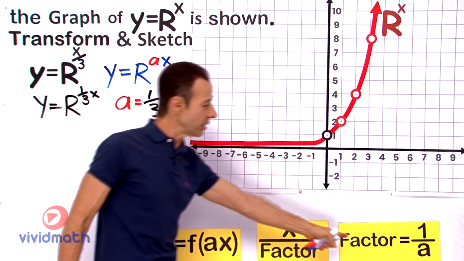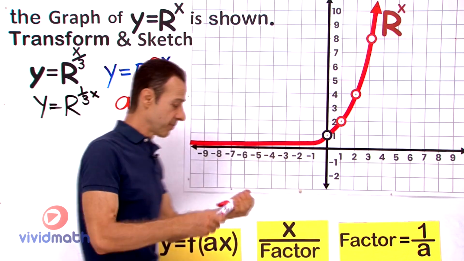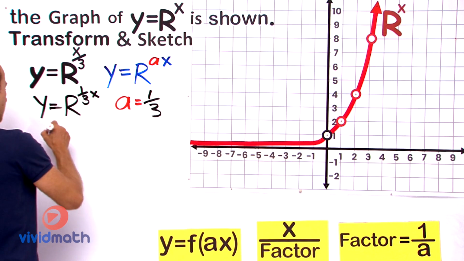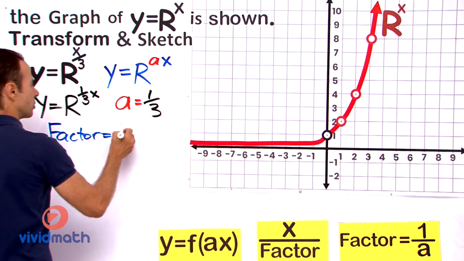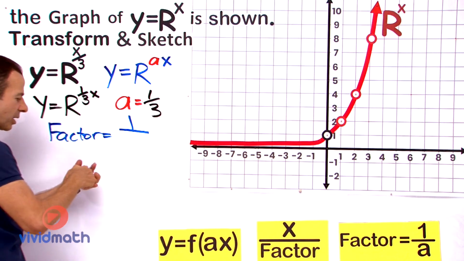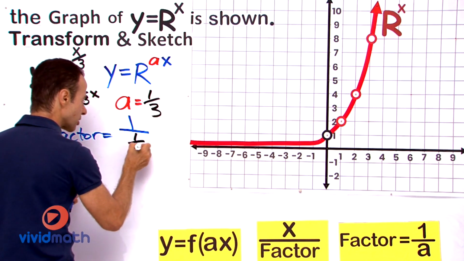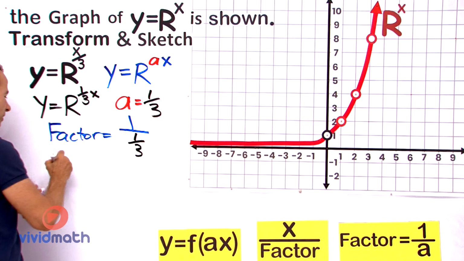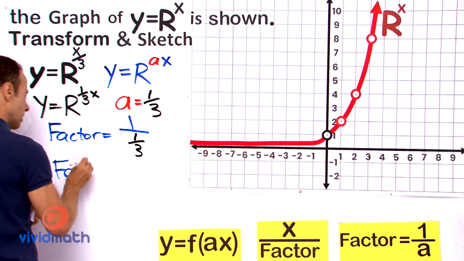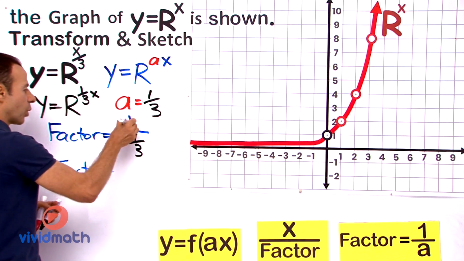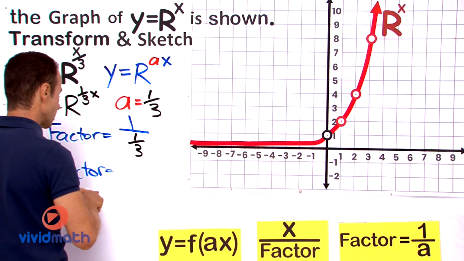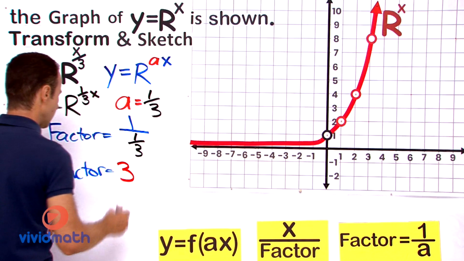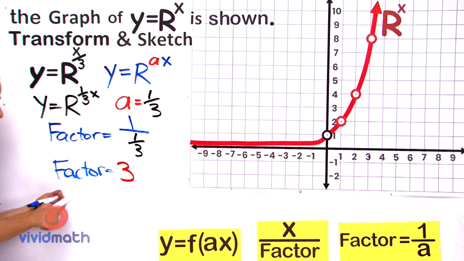Now we're going to take that a and put it into this: scale factor equals 1 on a. So the horizontal scale factor is equal to 1 over a. And what's a? It's 1/3, so 1/3 is the denominator. So the scale factor is equal to 1 over 1/3. 1/3 goes into 1 three times, so it's going to be 3. So our horizontal scale factor is 3.